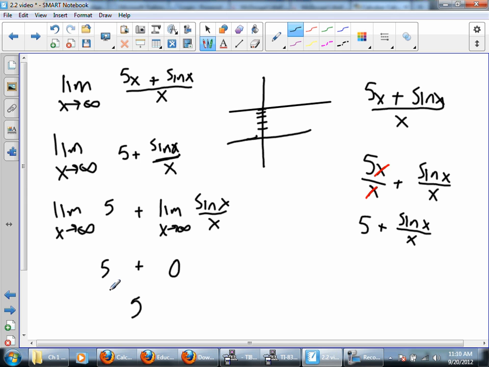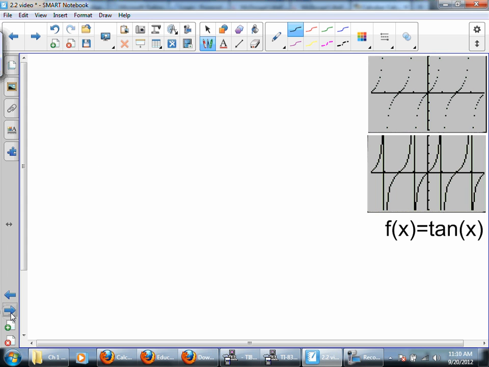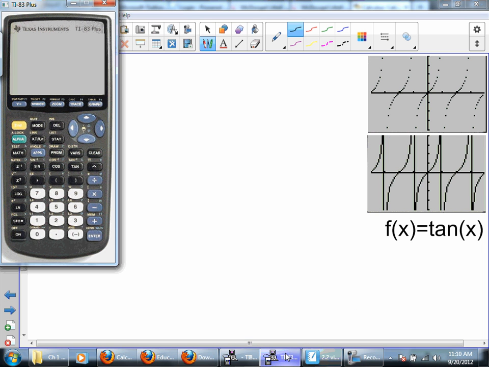Next, we're going to talk about infinite limits as x approaches some number a. I'm going to flip to the next page here. As you can see, I have a couple of graphs of the tangent function. On my calculator, I went into the mode option. Let me show you exactly what I did.